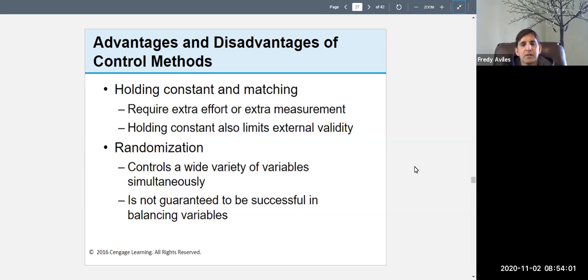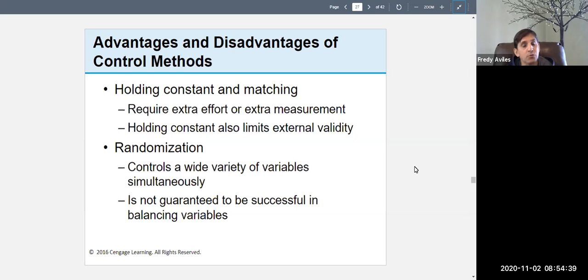Randomization also has problems. Randomization controls a wide variety of variables simultaneously. So all at once, you can control a bunch of variables if you assign participants to one of 2 groups through the flip of a coin, okay? The problem with randomization is that it's not guaranteed to be successful in balancing variables. When you assign people randomly, it's not guaranteed that you have an even number of males and females in both groups. Even though you assign participants through the toss of a coin, you could still end up with very lopsided groups.